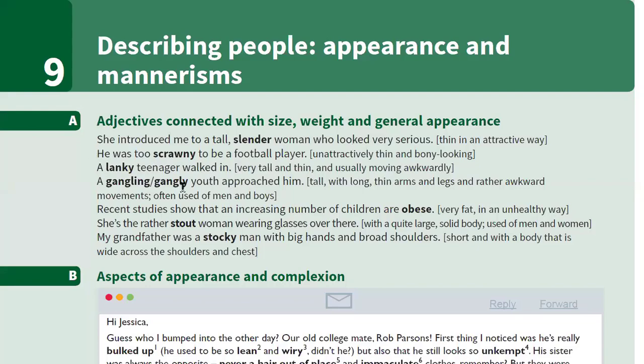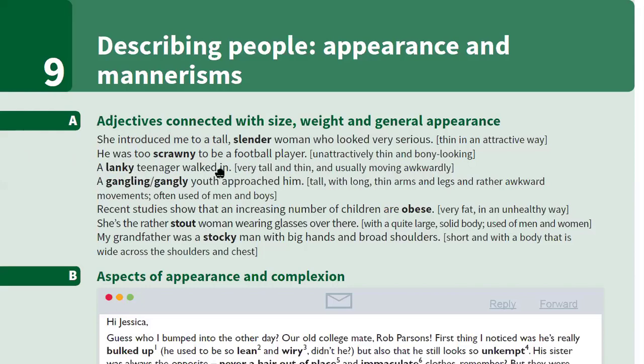A lanky teenager walked in. Okay, a lanky. The word in bold is lanky. Now, what's its meaning? Very tall and thin, and usually moving awkwardly. Who moves very awkwardly and is very tall and thin. Okay, when I was in university, we had a class fellow who was too tall. Okay, he was very tall and very thin, and he also used to move awkwardly. So we can describe that person as a lanky person.